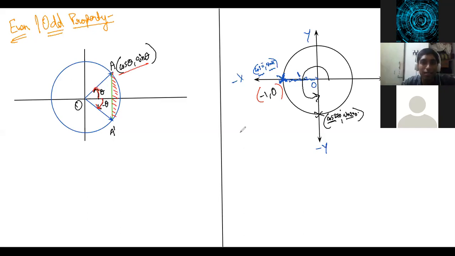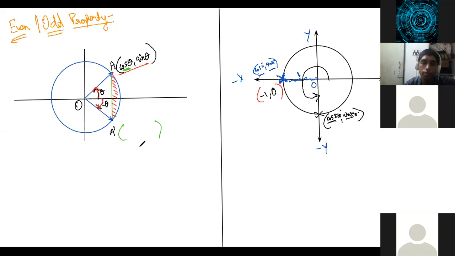Okay. Now think about it. See, the interesting part is, if this is the image, think about it very carefully. We're talking about the coordinates. The x coordinate of A and the x coordinate of A dash. What is the relationship between them? So A is plus plus and A dash is plus minus.